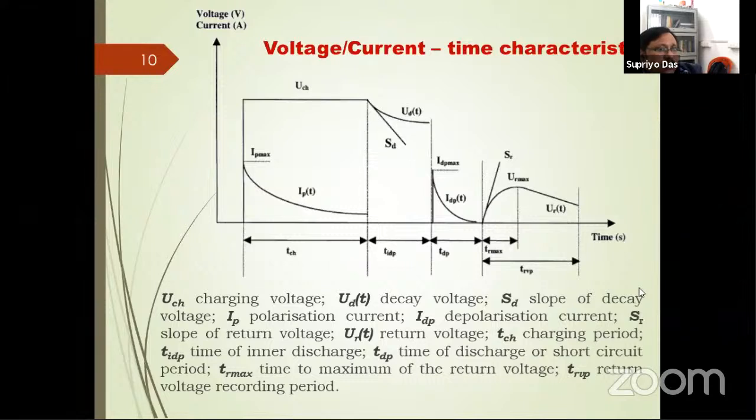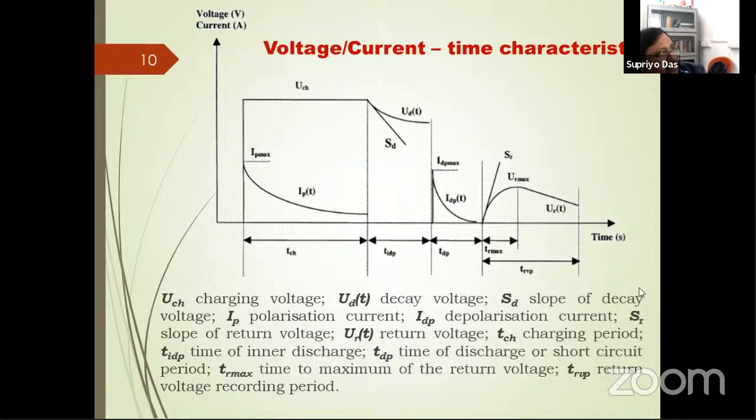Now coming to this voltage, current versus time characteristic, this entire characteristic shows all the time domain analyses which we can implement. There is one issue here: since the picture I have taken is from a European journal paper, they wrote it in terms of U. U represents voltage, but we commonly represent it by V.